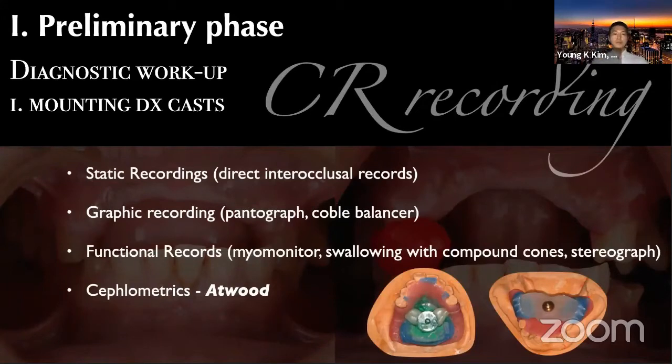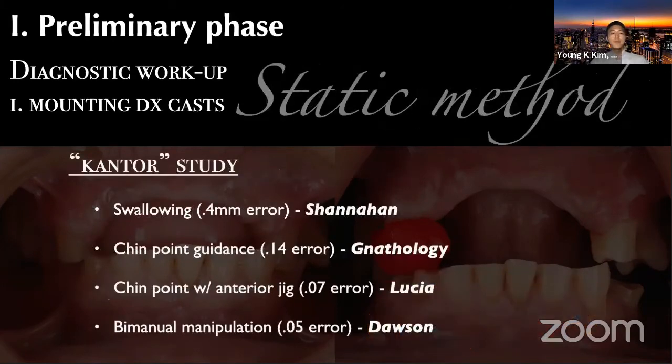So for the CR, centric relation recording, there are different methods, like a static recording that I showed you, whether autopolymerizing resin or bite registration, exobite silicone type of bite registrations. And we have graphic recordings like pantograph, KDX tracing of the TMJ, Cobalt balancer, functional record. You can ask the patient to swallow with the compound cones, and the stereograph cephalometrics as well. So different types of recording, and a lot of times, as a reconstructive dentist, we utilize the static method.